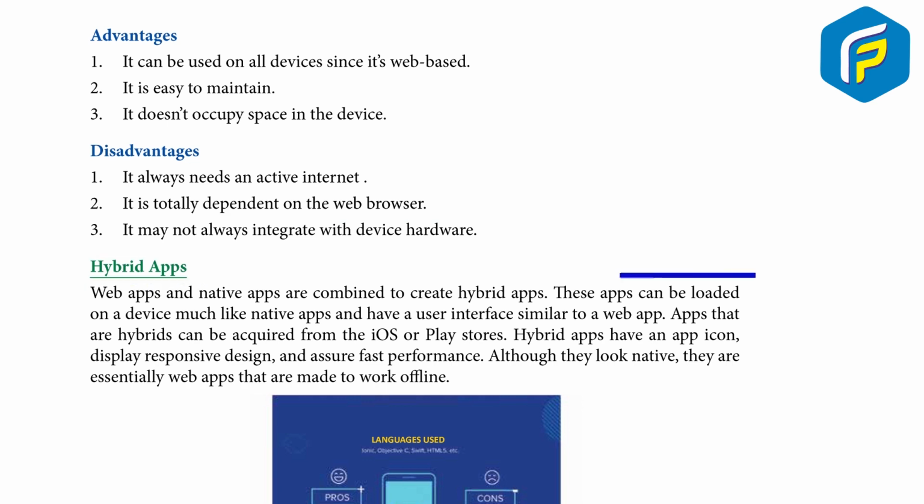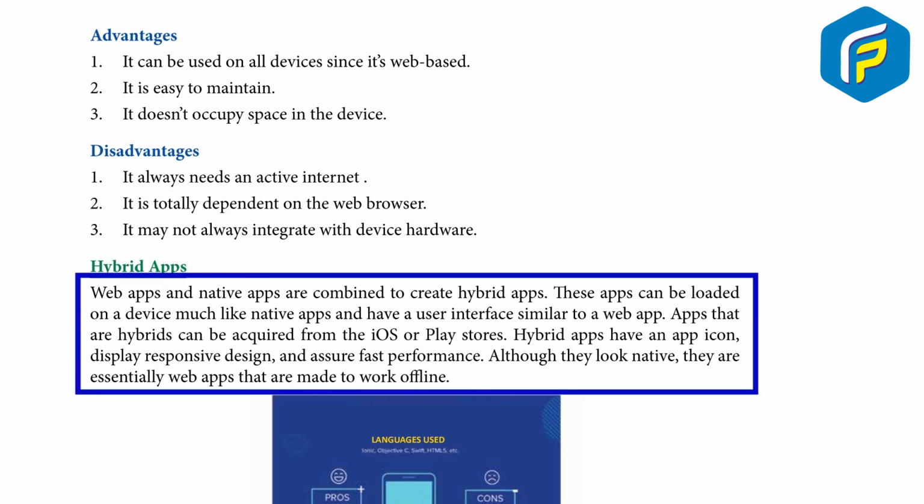Hybrid apps. Web apps and native apps are combined to create hybrid apps. These apps can be loaded on a device much like native apps and have a user interface similar to a web app. Hybrid apps can be acquired from the iOS or Play stores. Hybrid apps have an app icon, display responsive design and assure fast performance. Although they look native, they are essentially web apps that are made to work offline.